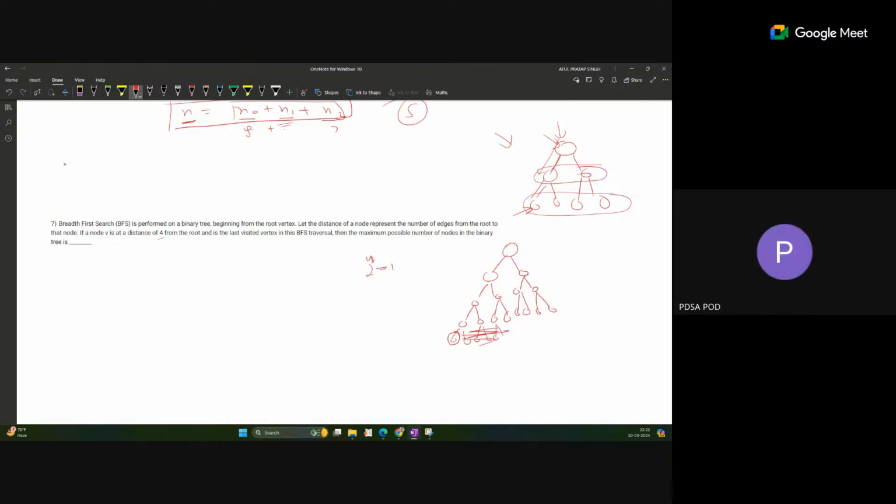Actually, this definition is given now. So 2 raised to 4 plus 1 minus 1. If a node V is at a distance, the distance of a node represents the number of edges from the root to that node. So now you can apply any. Height is not given here; distance is given. So for the minimum case, till this level we are getting 3 distance. If suppose we visit only one node, and suppose this is the last visited node, in this case you have 15 plus 1, 16 nodes.